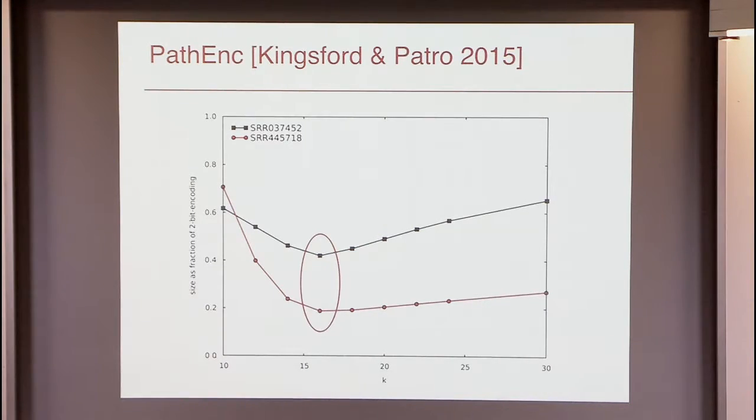Now, something interesting here that I'm going to come back to is that for PathEnc, they found that, so you probably can't read the numbers, but here the y-axis is size as a fraction of 2-bit encoding, so lower is better here. And the x-axis is length of k-mers. These are two different read sets. Here, k-mers of 16, so 16-mers, give the best compression. So that's what they used. I'm going to come back to that a little later after I talk about some quality score compression.